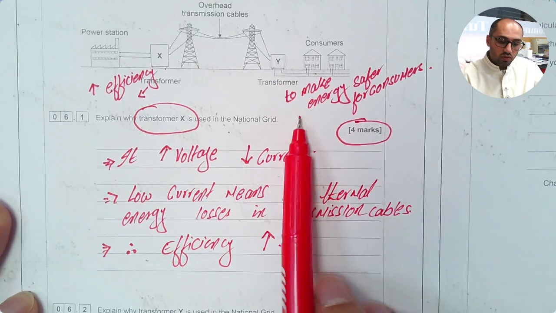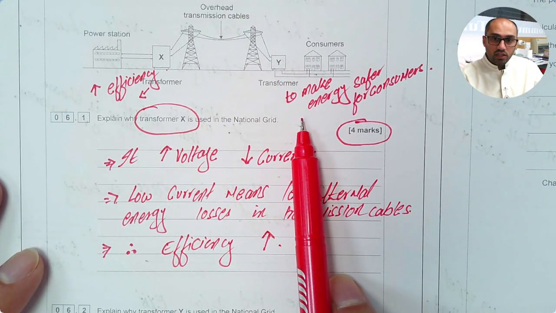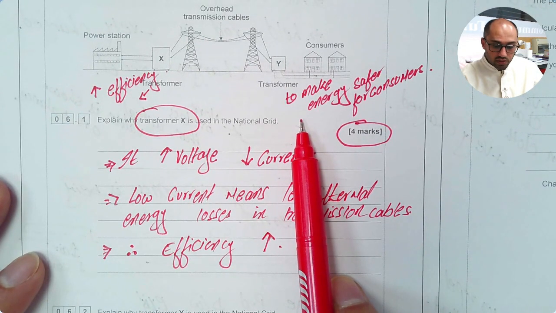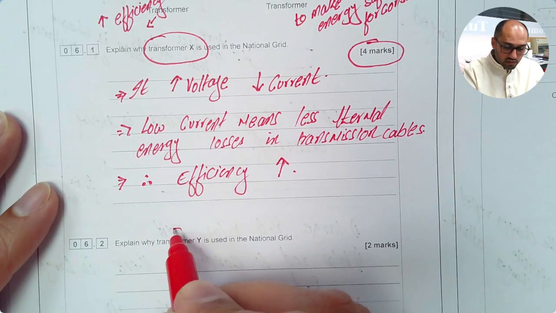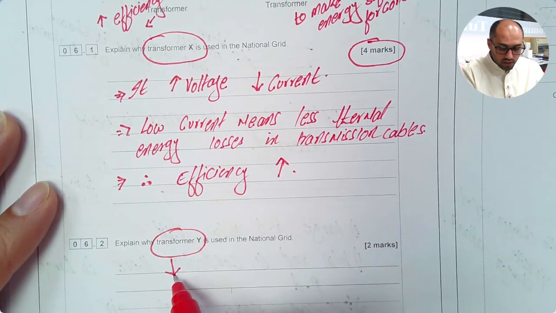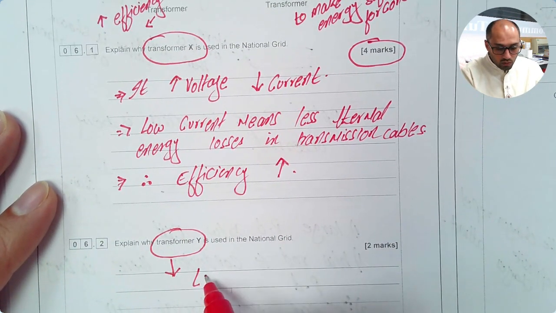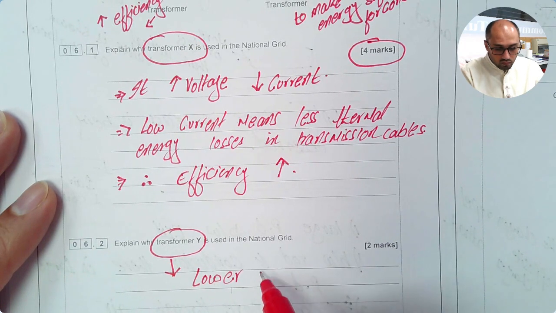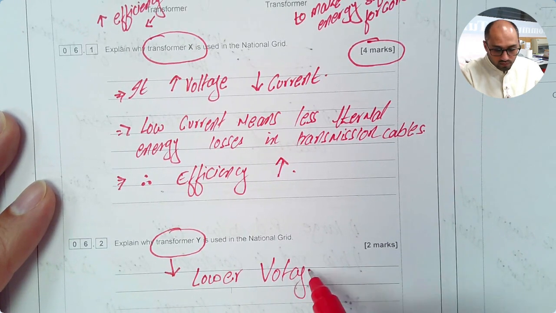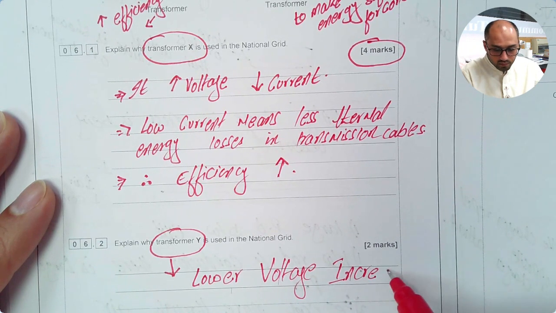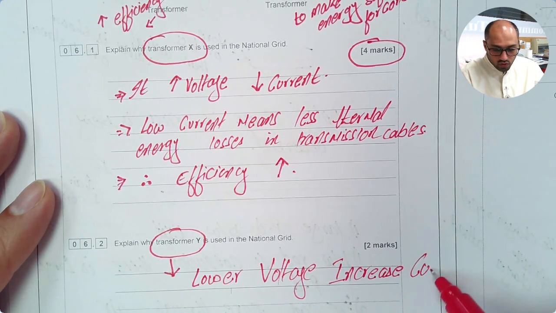Next part says explain why transformer Y is used in the national grid. I've already told you it makes energy safer for the consumers. So for this, what we'll say is transformer Y, what it does is it will lower voltage and it will increase current.